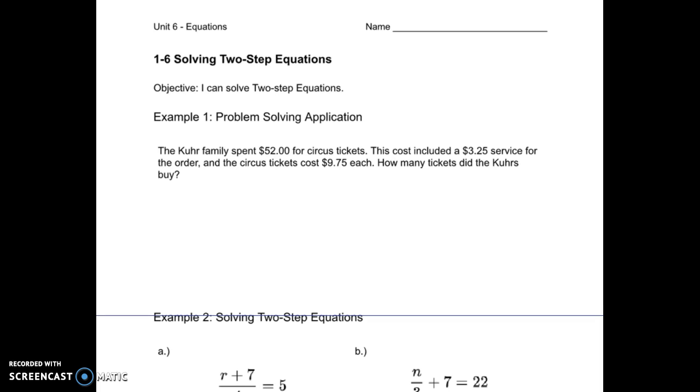It says the Kerr family spent $52 for circus tickets. The cost included a $3.25 service fee for the order. Circus tickets cost $9.75 each. How many tickets did the Kerrs buy?